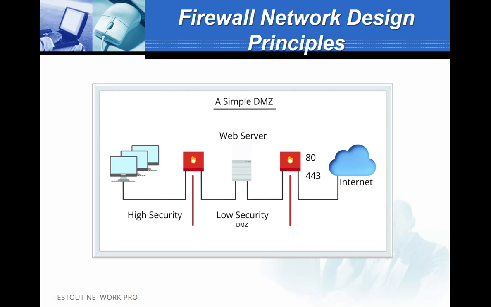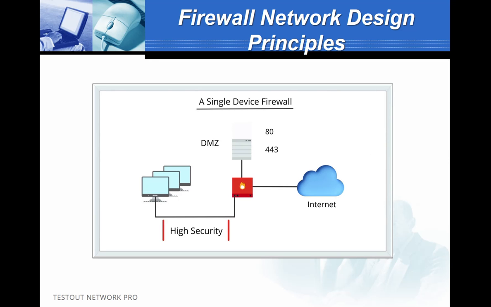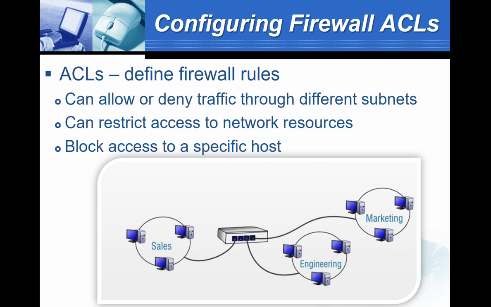The security for the web server is not as high as the security for the network. Again, they've opened up ports 80 and 443. This firewall has 2 separate ports that can be used to route. ACLs, we talked about, define firewall rules, can either allow or deny, can restrict access, but can also block access to a specific host. Maybe you don't want something going to Microsoft.com. You want to block that.